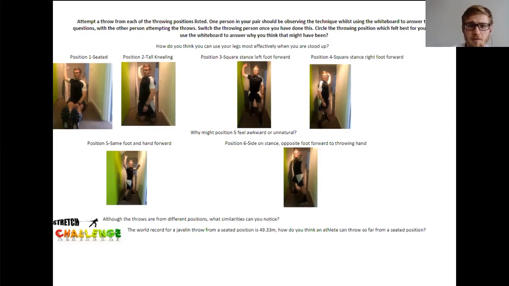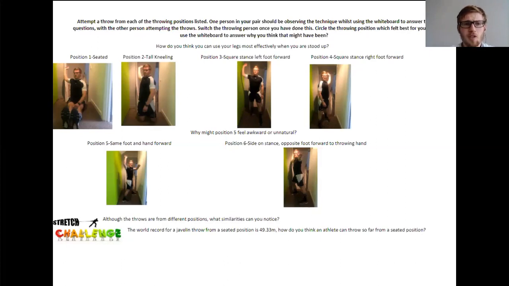So what I would expect to see from here is that pupils would hopefully circle position 6, where they are side on with the opposite foot forward to the throwing hand. That even though all the throws are thrown from different positions, we're still seeing a high elbow position.